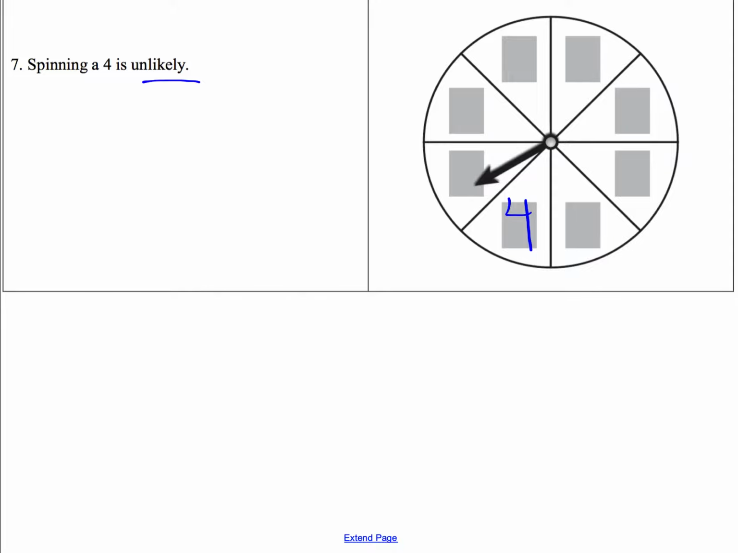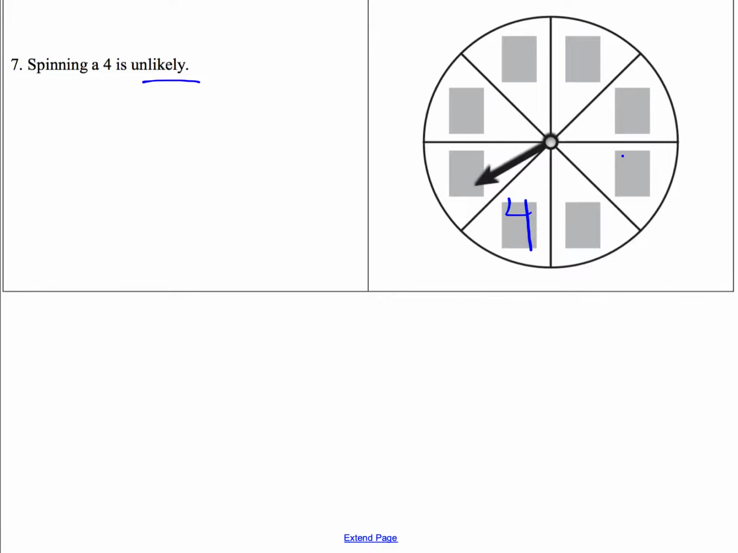Would 2 4s work? That gets us up to 25%, 1/4 of them. And that would also work. If we do 3 out of 8, that's 37.5%. That's still on the unlikely side, so you could have 3 of them filled in with 4s. If you fill 4 of them in with 4s, though, it is no longer unlikely. It would be equally likely as unlikely.